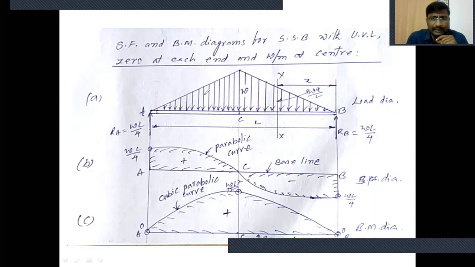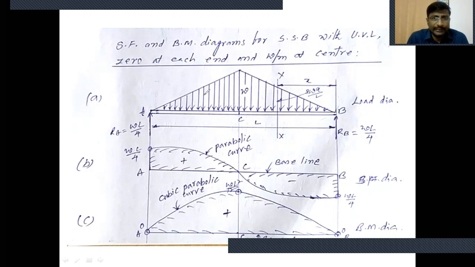So in today's class, we are going to solve some more problems on simply supported beams with different types of loads. Coming to today's first problem, the first sum is on the screen. It is a simply supported beam with a UVL, uniformly varying load, which is maximum at the center of the beam and 0 at the two supports.